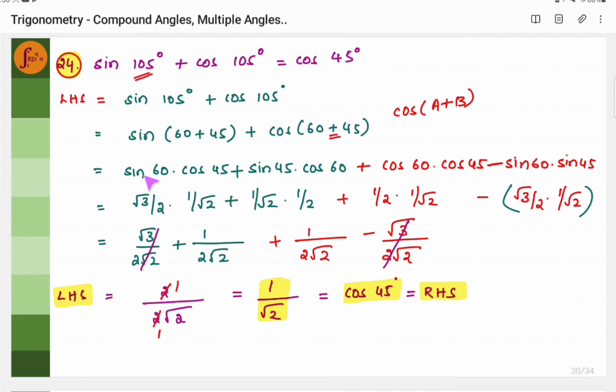Now you have to substitute the values. Sin 60 is root 3 by 2. Cos 45 is 1 by root 2. So substitute all the values, right? And on simplifying all of this, you'll get 1 by root 2. Now what is 1 by root 2 in that trigonometric chart? 1 by root 2 is nothing but cos 45. Even sin 45 is 1 by root 2. Sin 45 is equal to cos 45, which is equal to 1 by root 2. Since we want the RHS, cos 45, we will put cos 45 here. Hence, we have proven this particular expression.